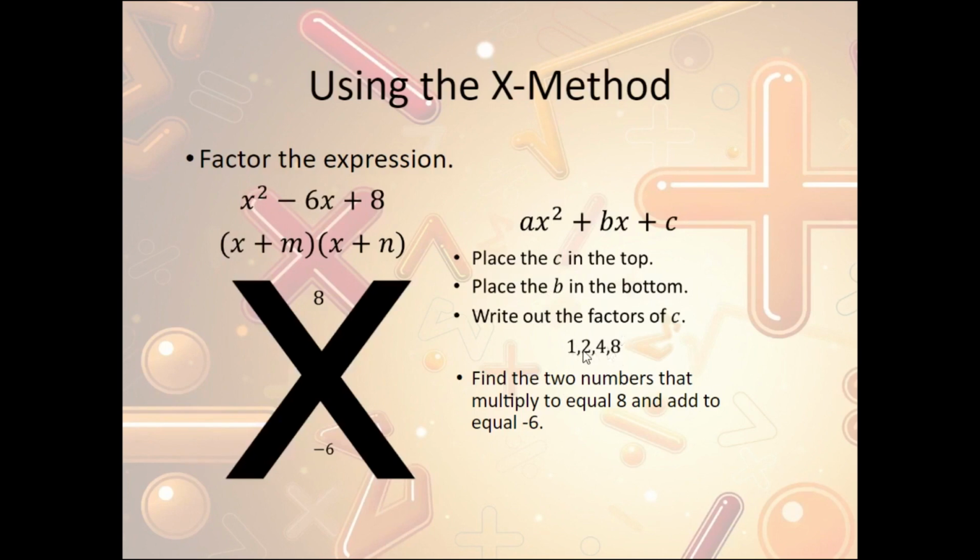What about this one? So negative 2 and negative 4. If I multiply those two together, I get positive 8. And when I add them together, I get negative 6. So that would be my solution. So it's negative 2 and negative 4.